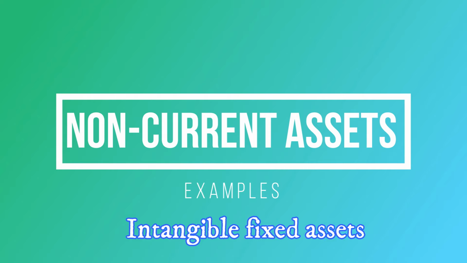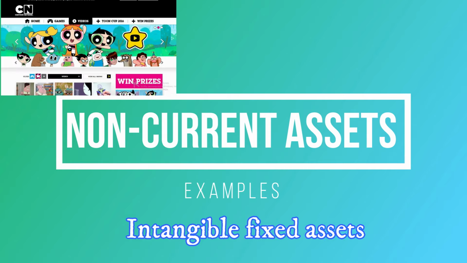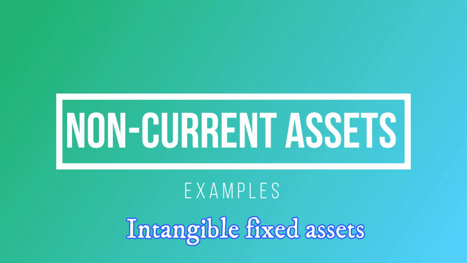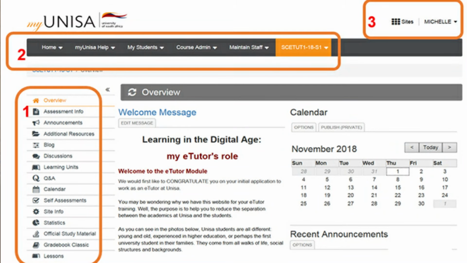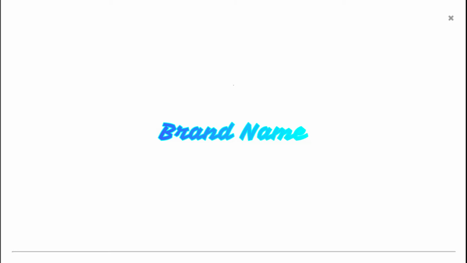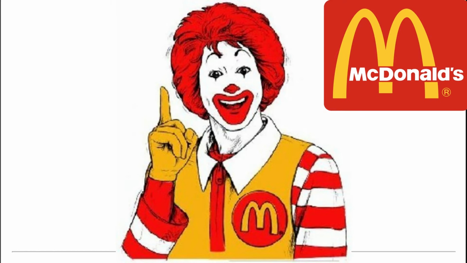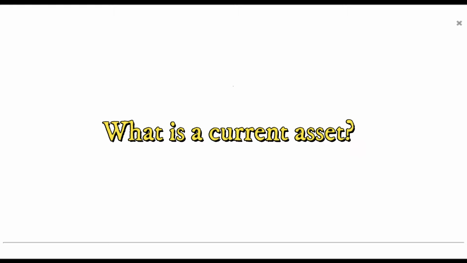An example of an intangible fixed asset is a website or a brand. A website such as the UNISA website that UNISA uses, that is their intangible asset. And a brand name would be, for example, McDonald's. That is their brand name, that is their asset to them. If you hear about McDonald's, you know who I am talking about. That is their brand. Current assets.